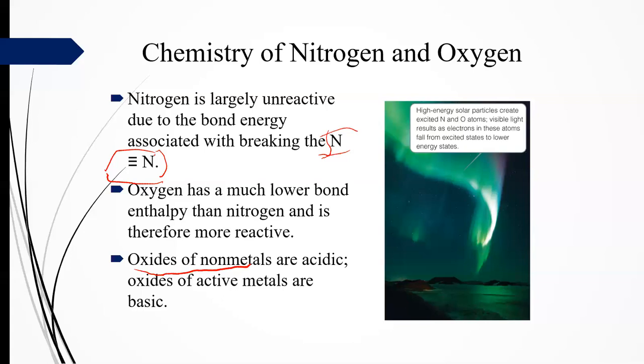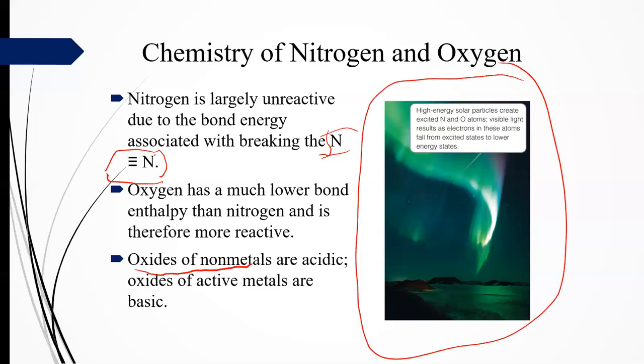Now, things like the aurora borealis, that can be related to this excitation of these nitrogen and oxygen atoms up in the atmosphere. These molecules can get excited, and then when those electrons fall, right, when they return to their unexcited state, then they can release photons of energy in the visible light, which we can see.